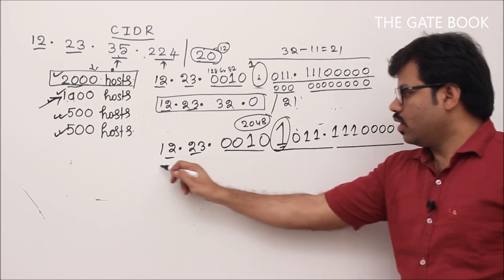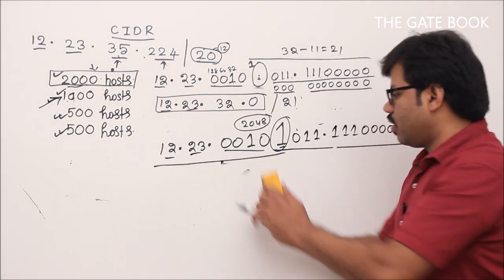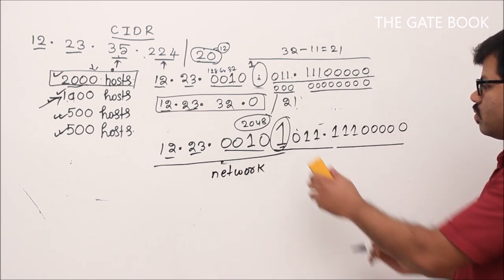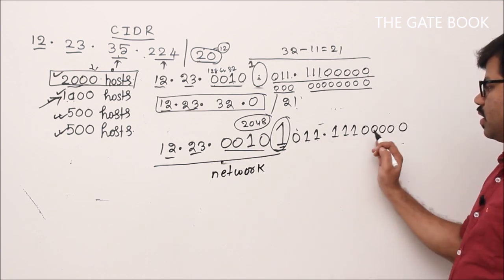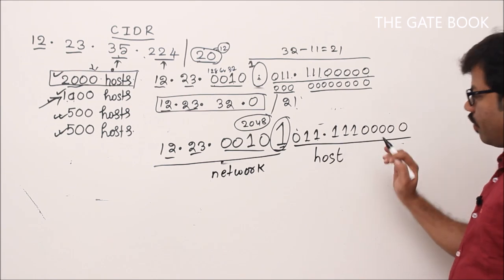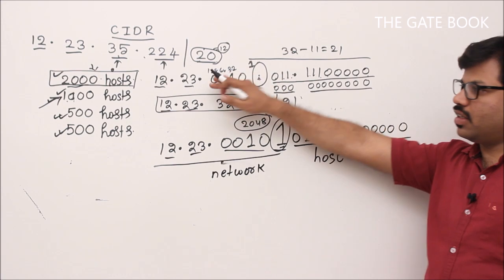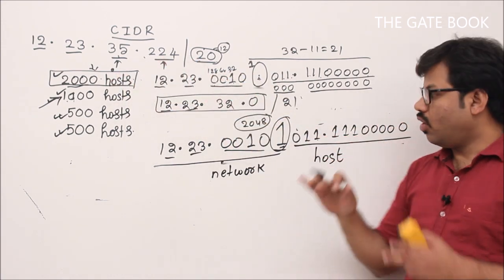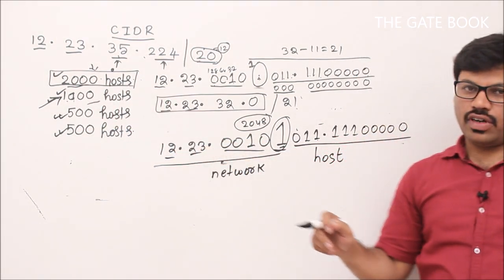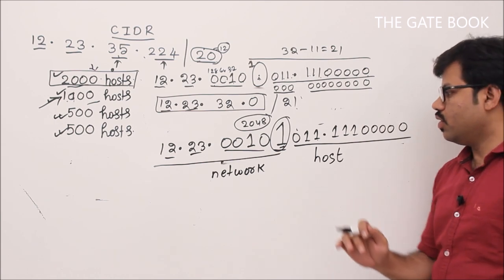Let me classify now. This is your network part. The remaining 3 plus 8, this 11, is for the host part. I want to divide this further, correct? Now, what about this one? Don't touch this one, already done. This is specially for these 2000 hosts. Now we have 2048 addresses. I want to give 1000 for another network. For that, I would like to give consecutively. How to give consecutively? I will tell you.